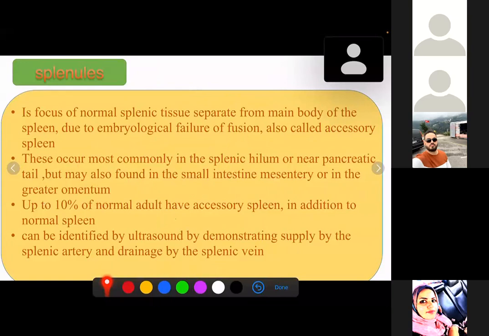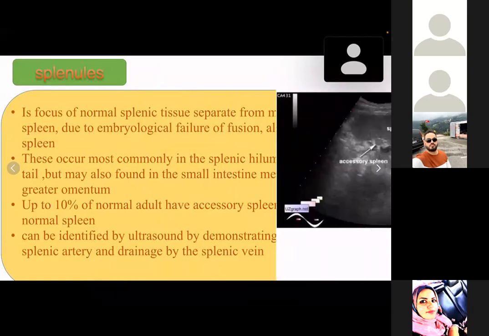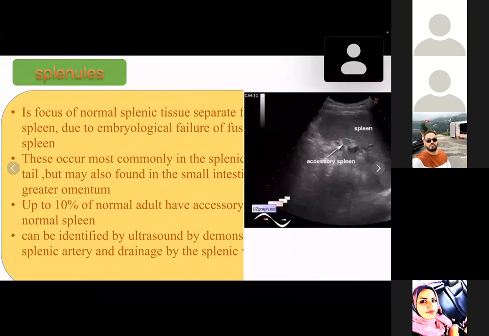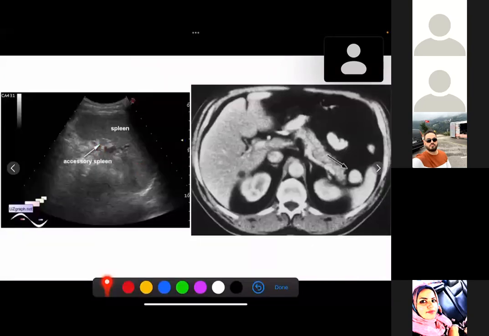10% of normal adults will have an accessory spleen in addition to their normal spleen. It can be identified by ultrasound by demonstrating its supply by the splenic artery and drainage by the splenic vein. This is an abdominal ultrasound showing the accessory spleens separated from the spleen. And this is an axial CT scan with contrast showing the accessory spleen.